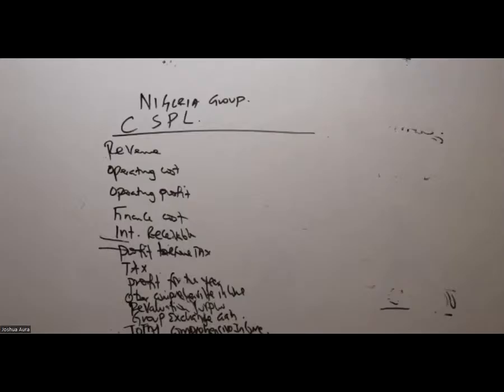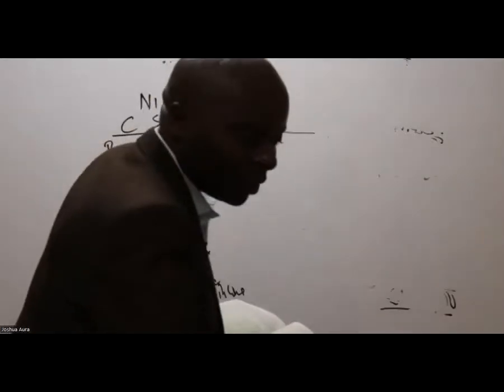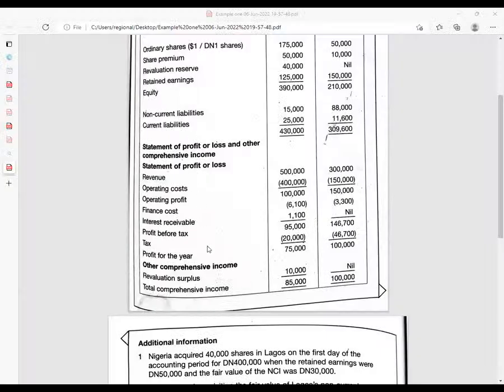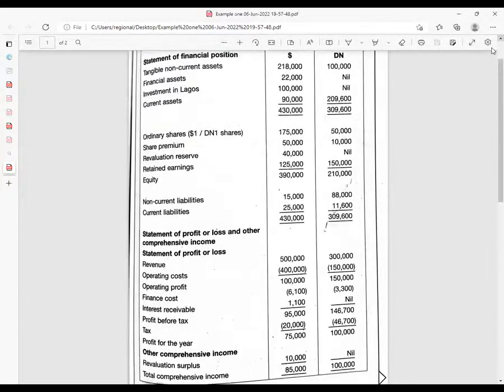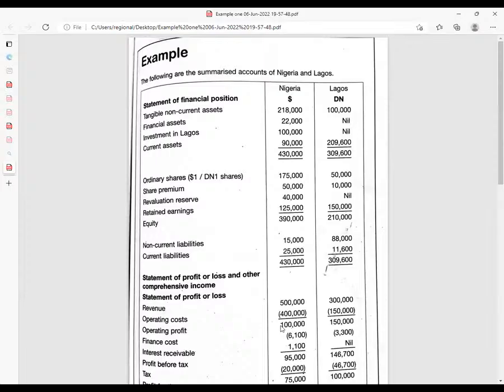Thank you very much. So we start with revenue. What do I do with revenue, free marks? Revenue, I'll pick 500,000 plus 300,000. Remember, this 300,000 is in DN. So I need to change this.